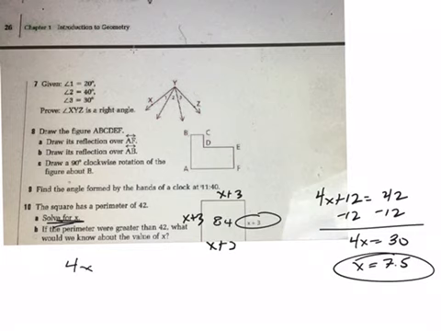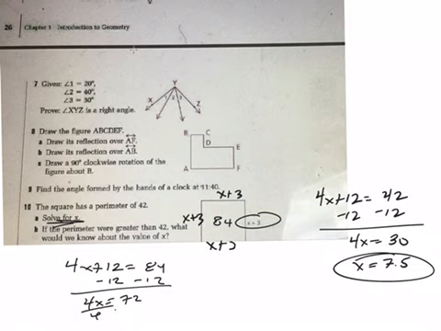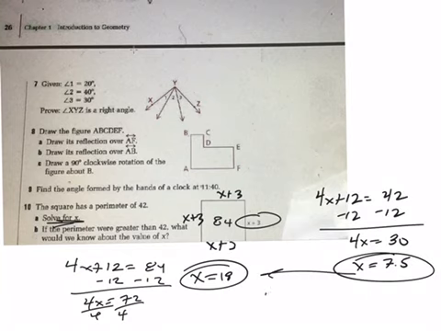So 4x plus 12 equals 84. Subtract 12. 4x equals 72. Divide by 4. And x gives me 18. So what I've noticed here is by picking an instance where x is double, the value of x increases as the perimeter gets greater.